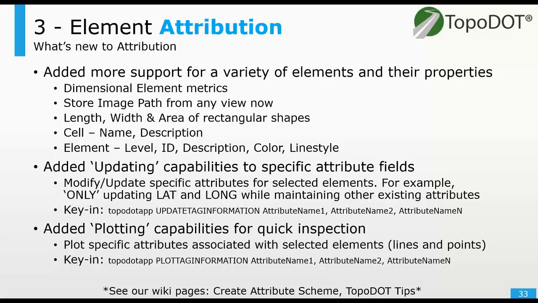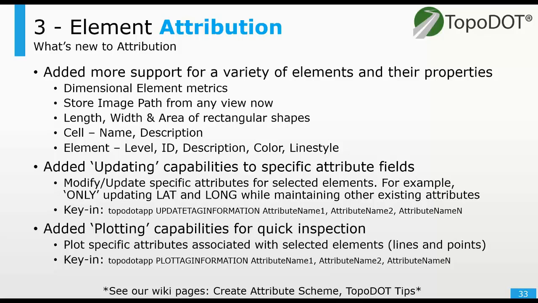If we're looking into cells, we could pull the cell name and the description. If we're looking at particular elements, we're doing the level. You could do the element ID, the description of the element, color, line style. I might not be listing them all, but definitely check out our wiki pages, either the Create Attribute Schema page or the TopoDOT tips for this entire slide here, actually. The TopoDOT tips is going to list out some unique key-ins, which we're going to cover now.